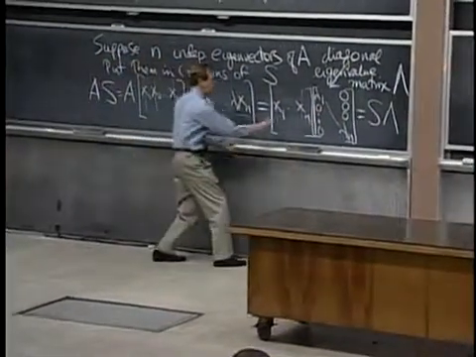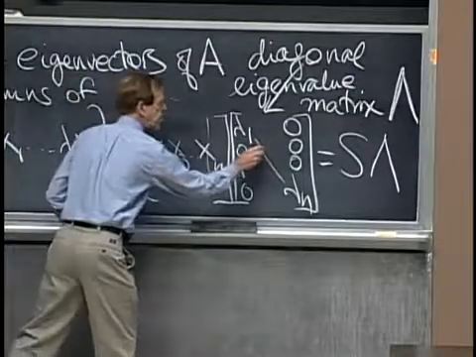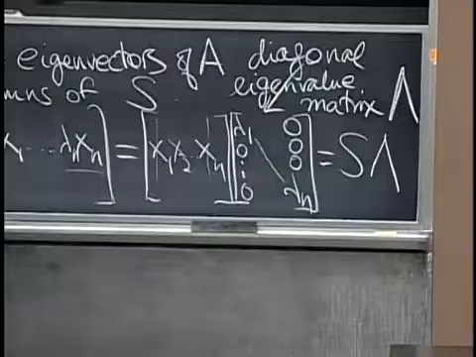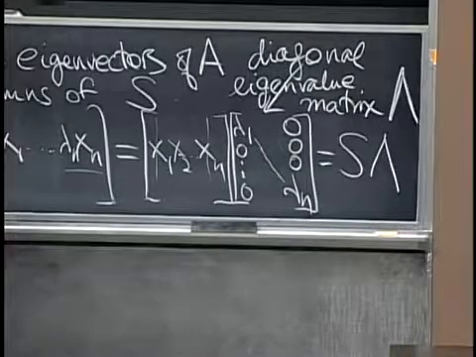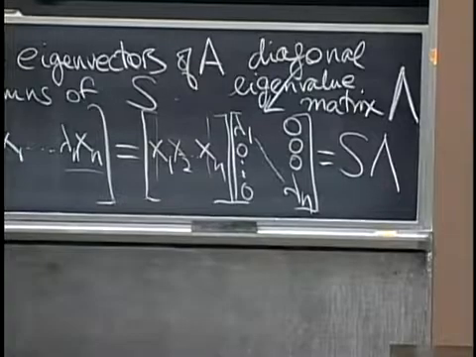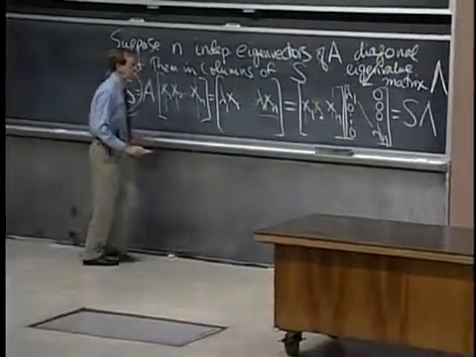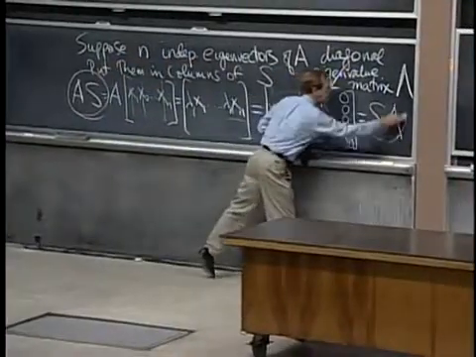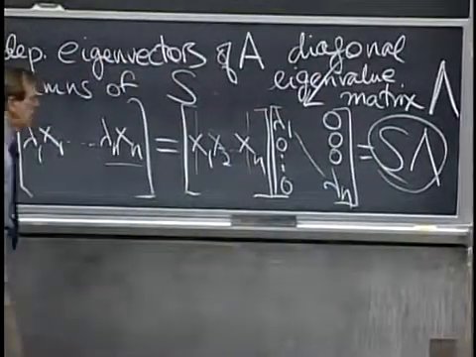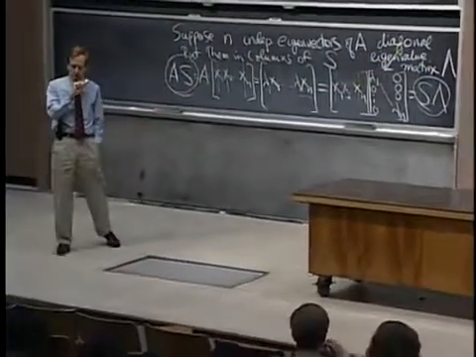If I had a column x2 here, I would want the lambda 2 in the 2, 2 position, in the diagonal position, to multiply that x2 and give me the lambda 2 x2. That's my formula. A S is S lambda. Okay. You see, it's just a calculation.